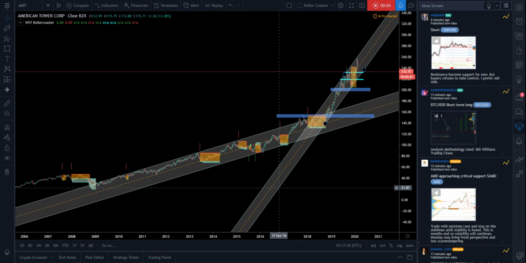Just wanted to go through how I set up a chart. This is AMT on the weekly. We've had a signal on the daily time frame with our roller coaster.